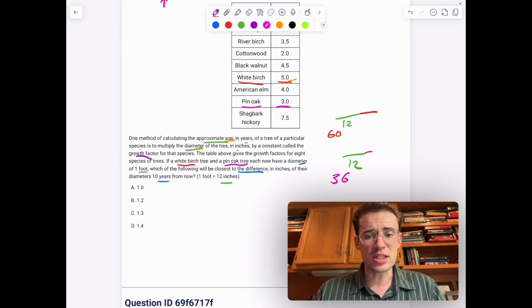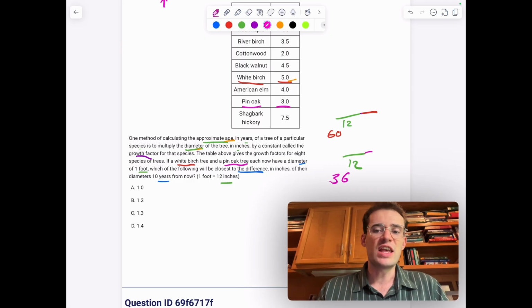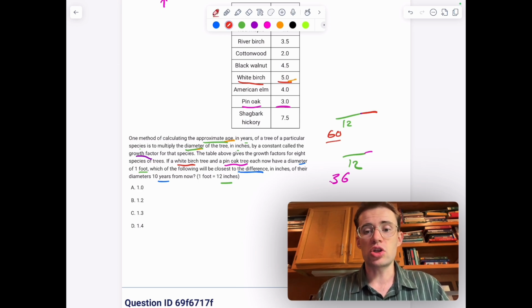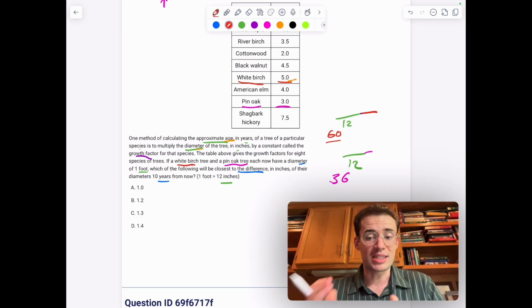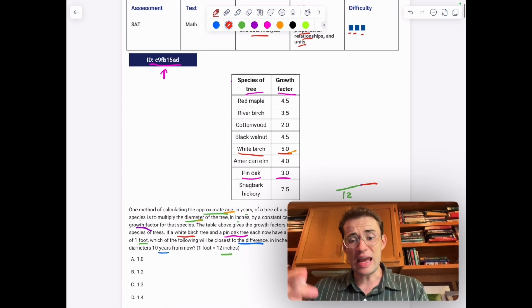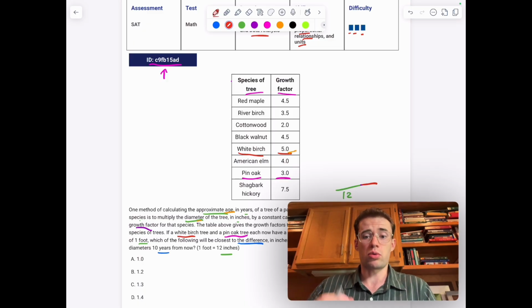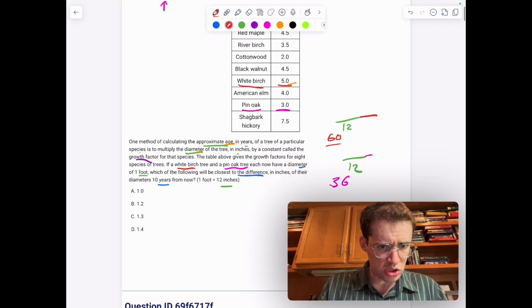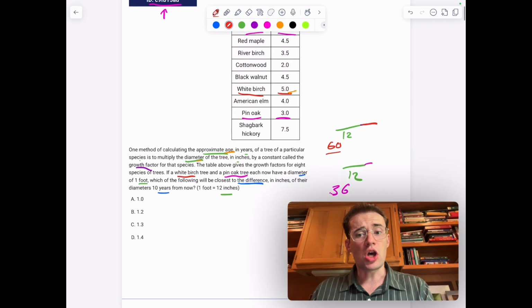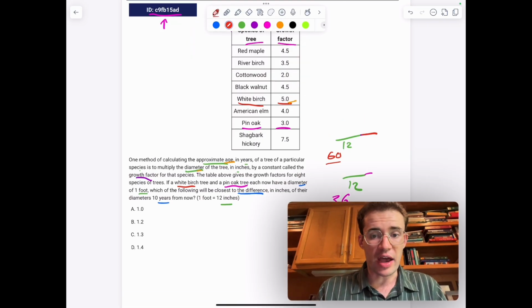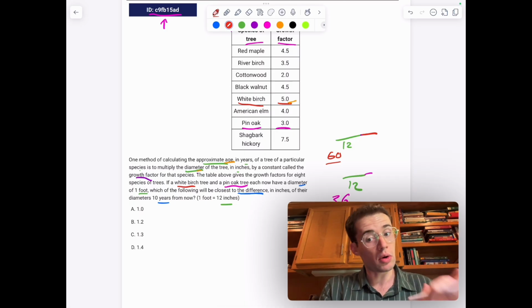So if this one took 36 years to grow to be 12 inches, and this one took 60 years to grow to be 12 inches, that means that the white birch actually grew significantly slower. Right? It's taking more years to grow to be the same size. So it's kind of an inverse relationship here. I guess it is an inverse relationship. The growth factor is not how fast it grows. It's how many years it takes to grow 1 inch. Right. So in that case, that means that a higher growth factor is actually associated with slower growth.